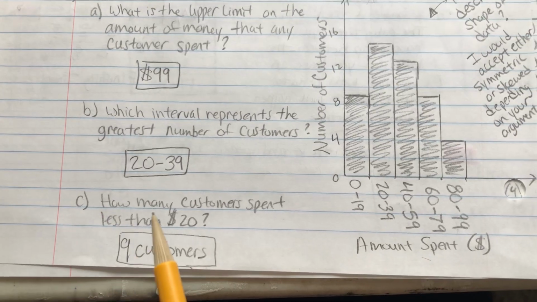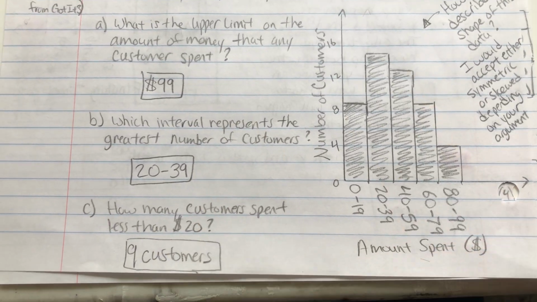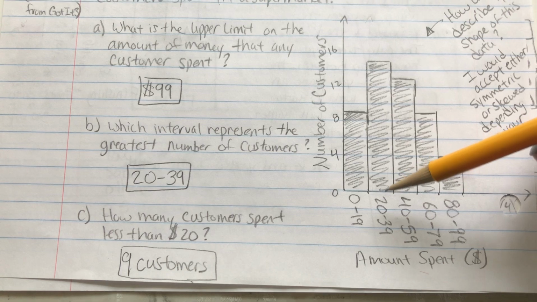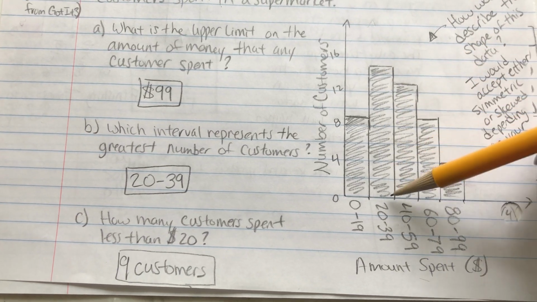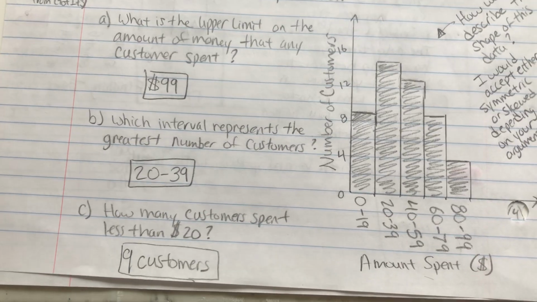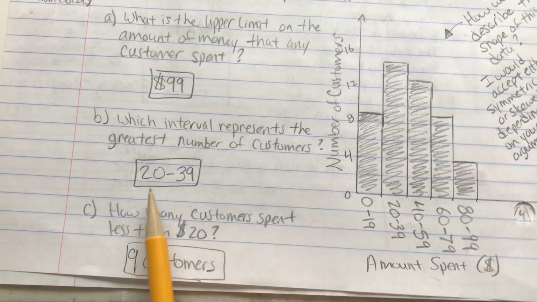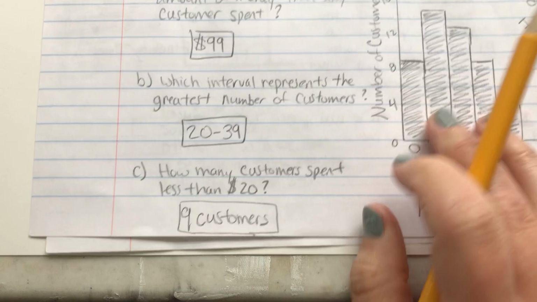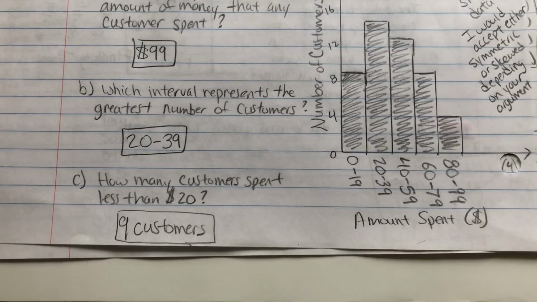Part B, which interval represents the greatest number of customers? Well, that's just going to be our biggest bar. So 20 to 39. Okay. Now, since it just asks for interval, I don't have to put the dollar signs, but if you want to make sure you don't get into bad habits, you can put the dollar signs there. You will not get marked off for labeling when you don't have to.